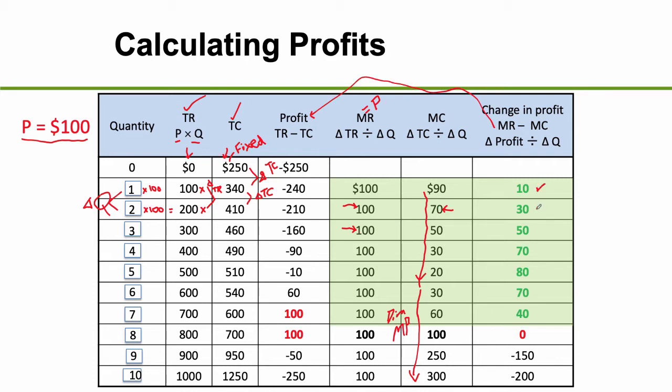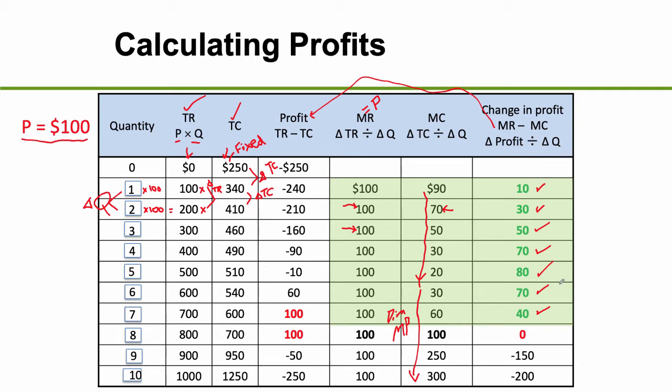It's going up, it's going up, it's going up, it's going up, it's going up. Now here you might think, well, it's starting to increase, it's going down. That's not right. Profits are still increasing. They're just increasing more slowly. So as long as this number is positive, the firm wants to increase production.